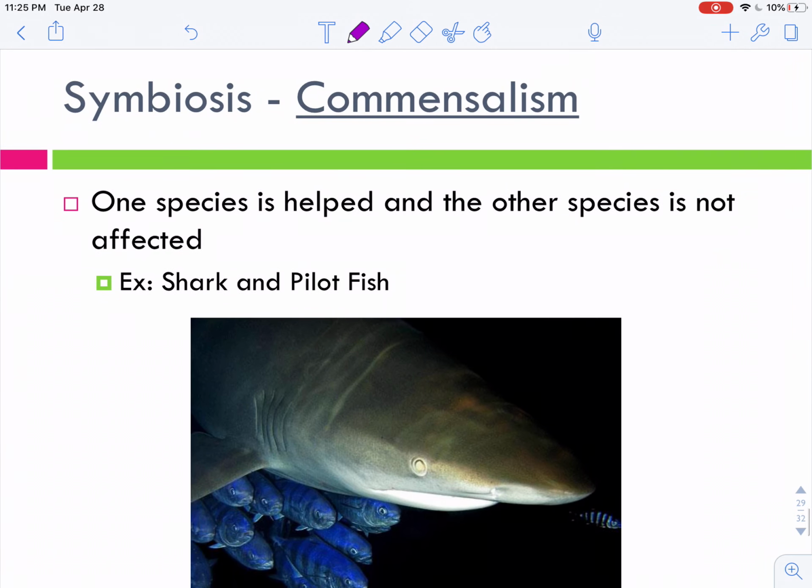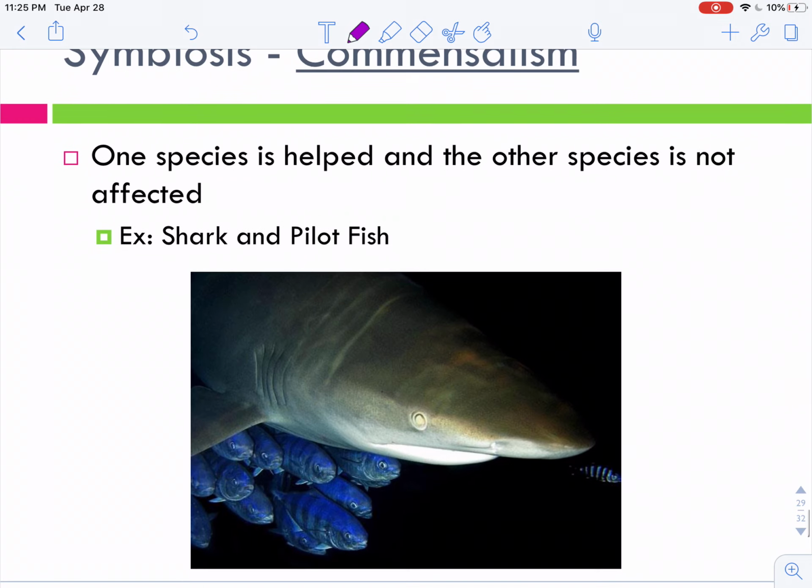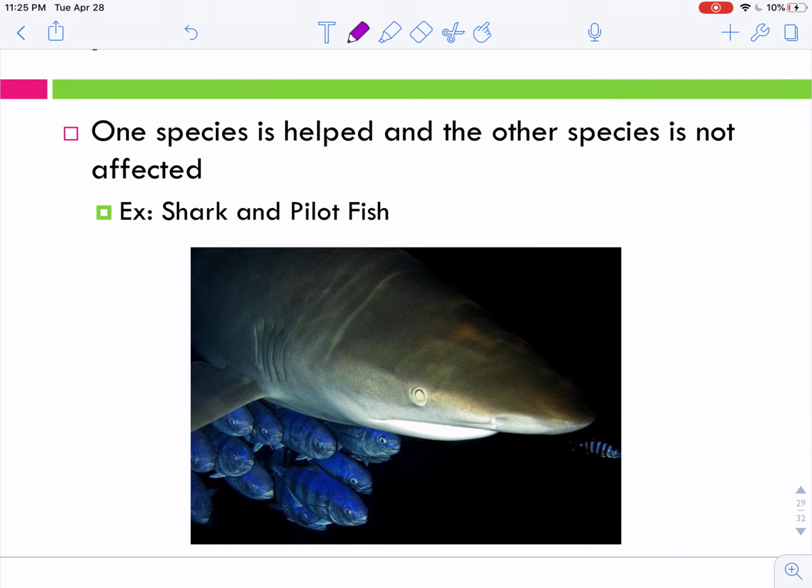Okay, another kind of symbiosis is commensalism. Commensalism. This is when it's helpful for one of the organisms, and it doesn't matter for the other one. In this picture, these pilot fish down here, it is good for them to have this relationship with the shark, okay? Because the shark is a very, very good hunter. It can pretty much smell and find anything, and it's really good at finding that prey and eating that prey.